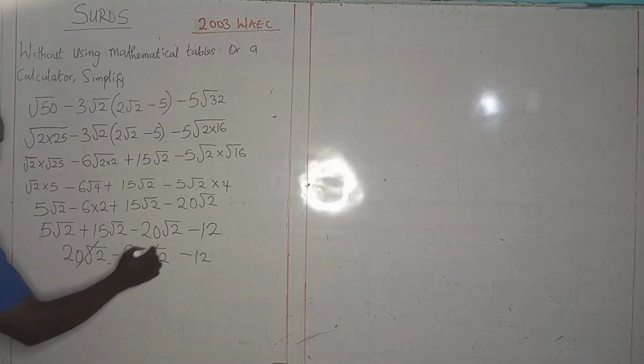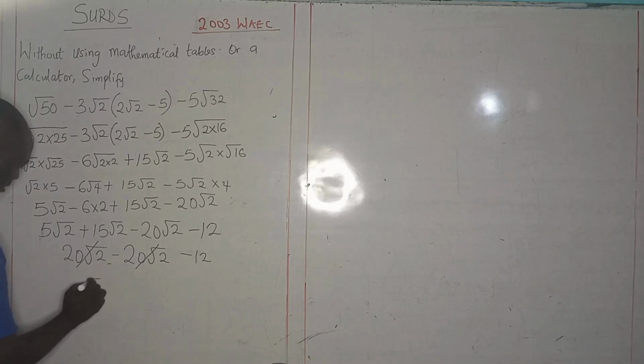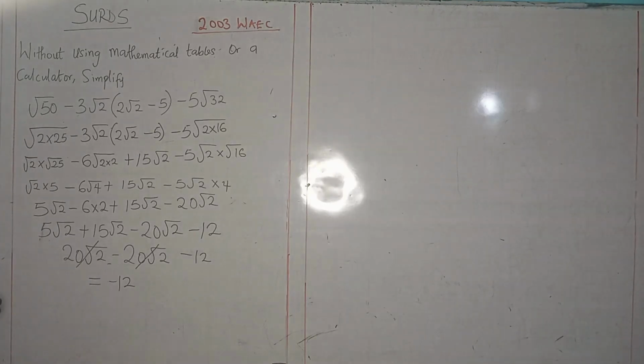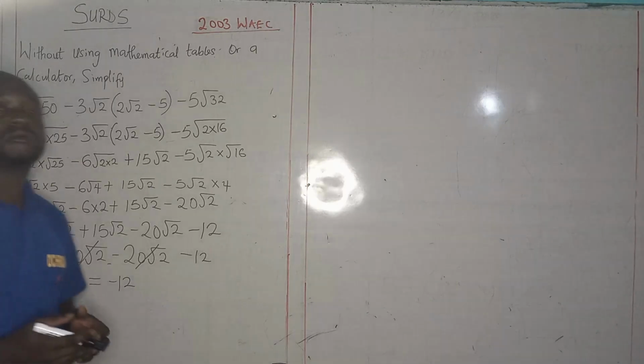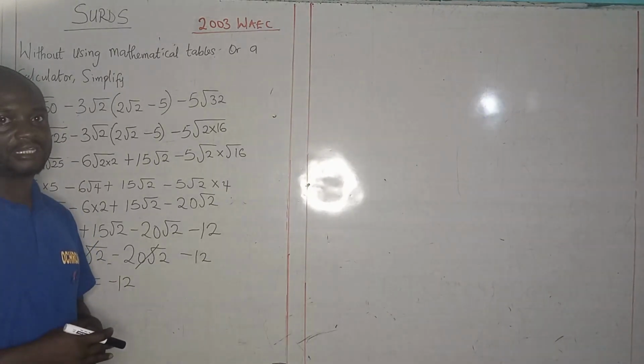Now, this we take care of this, or 20 root 2 minus 20 root 2 will give us 0. That means we have what? Our answer is minus 12. And that's the answer to the WAEC question on Surds in 2023.